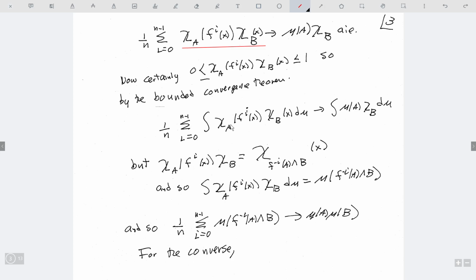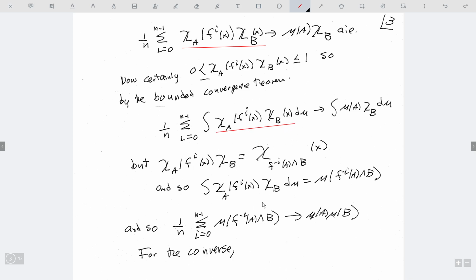Now if you examine this, the indicator function of f to the minus i of x times the indicator function of B, well, when is this 1? It's 1 exactly when this is in A and you're also in B. In other words, this product is the indicator function of f to the minus i of A intersect B. So we take this and replace it by this, and we get that this integral is actually the measure of f to the minus i of A intersect B. But that's what's sitting right here.